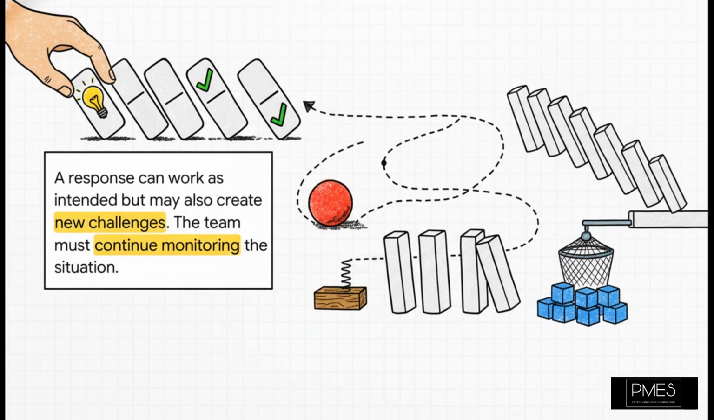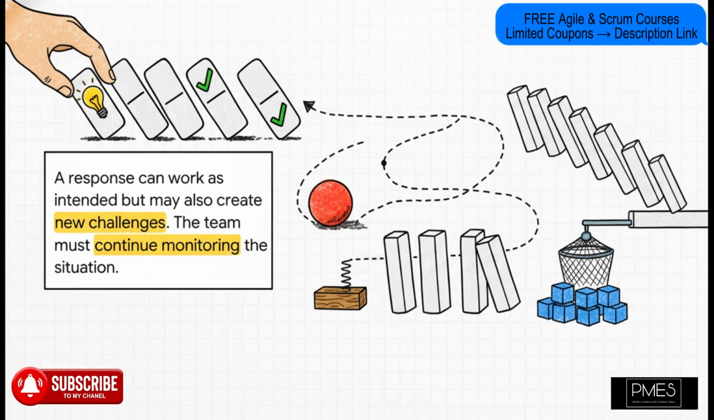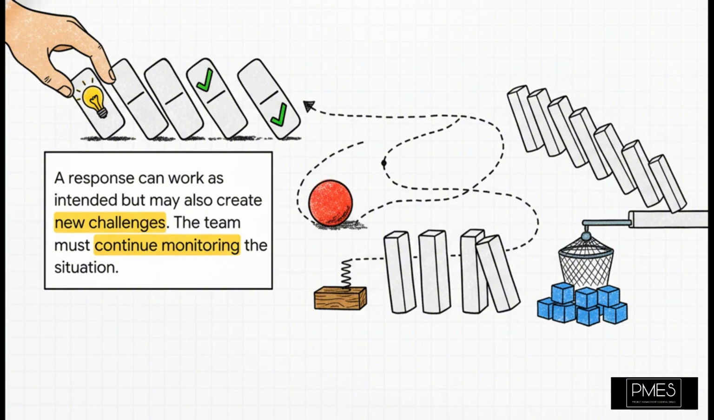Yeah, because here's the thing. Sometimes your brilliant solution to one problem accidentally creates a whole new one. In project management, we call this a secondary risk, and it's exactly why you can't just put a plan into action and then just walk away.